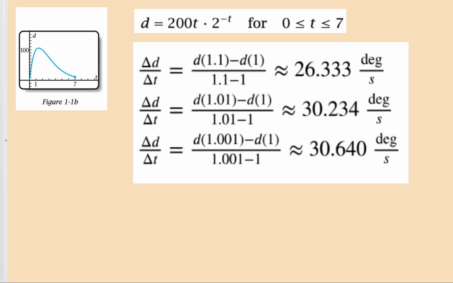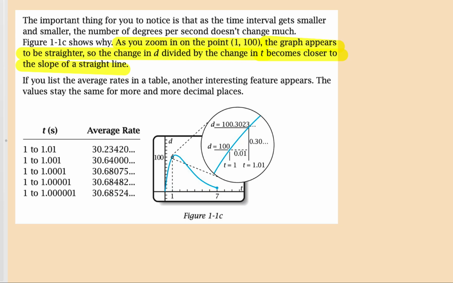And when we get even closer, we notice that the answer doesn't change much. The tenths and ones place are not going to change, and the hundredths place is going to change slightly. So the important thing for you to notice is that the time interval gets smaller, but the rate of change doesn't change much. This is because as you zoom in on the point at 1, the graph appears to be straighter, so that the change in D divided by the change in t becomes closer to the slope of a straight line.